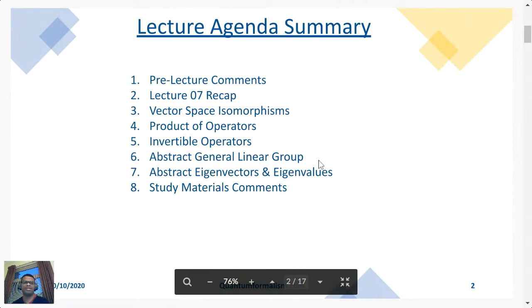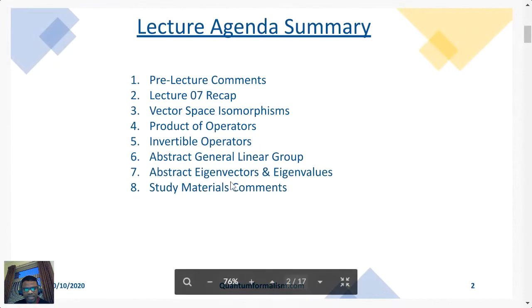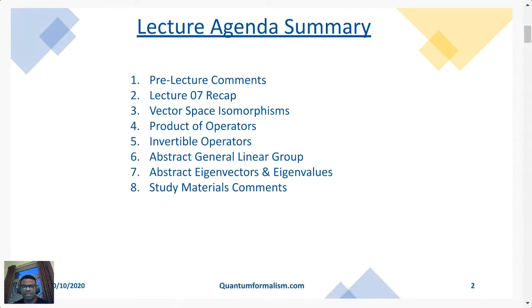I'm calling it abstract because we want to define it on an abstract vector space. But in reality, for our purposes, we will be working more in the matrix linear group. The same with abstract eigenvectors and eigenvalues. This is essentially defined on any vector space, in this case, finite dimensional vector space for our purposes in this module.